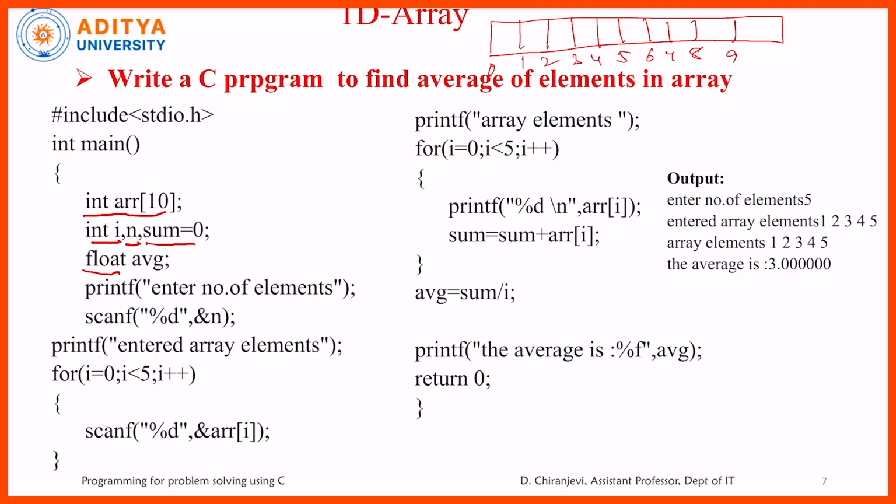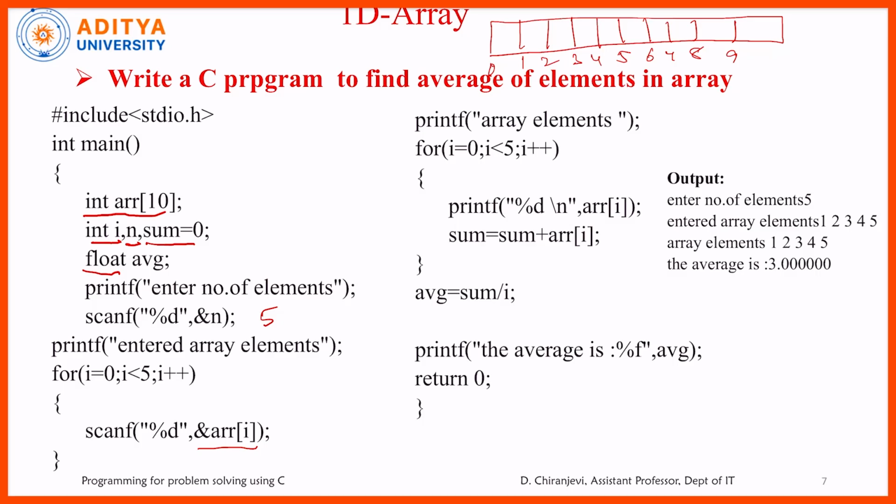So enter the number of elements. The user is asked, so the user gives &n. Here the value of n you are getting is 5. After that you will read the 5 elements by using a for loop and scanf inside that. So this will read all the 5 index values, that is 0 to 4.